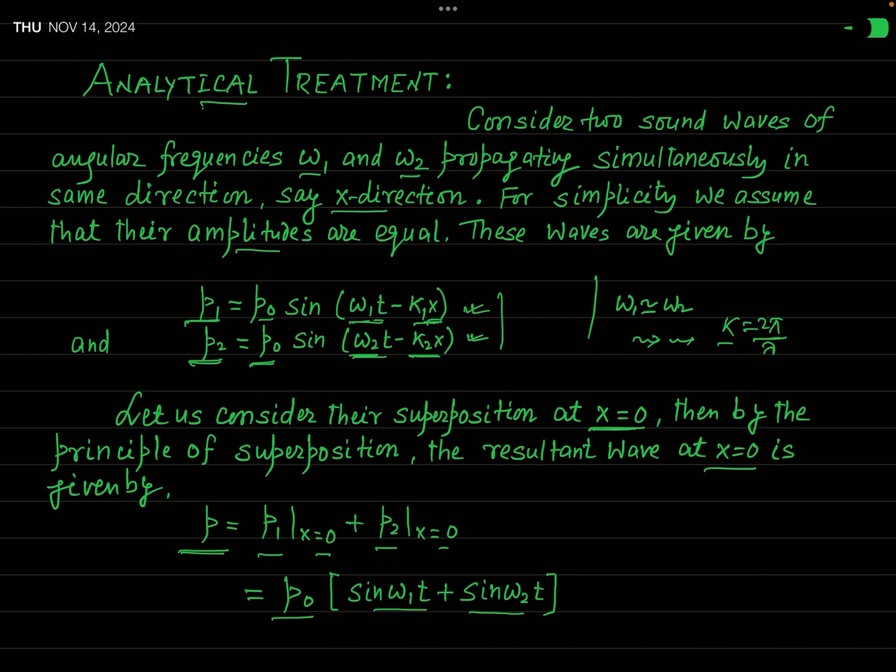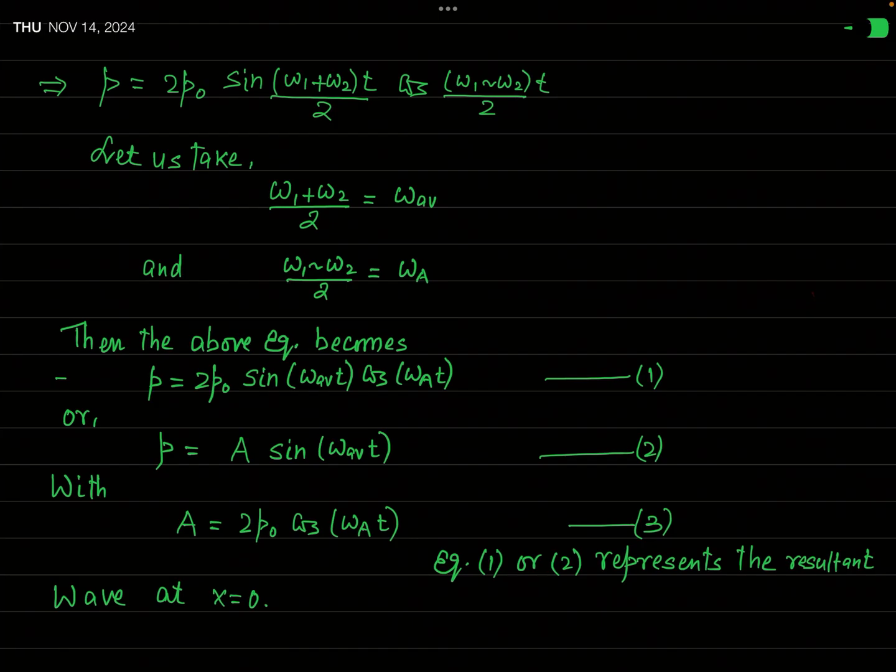Now this sum, sine omega 1t plus sine omega 2t, can be simplified by using the trigonometric formula for sine c plus sine d. You know, sine c plus sine d is 2 sine of (c plus d) by 2 into cos of (c minus d) by 2, or cos of (d minus c) by 2, because cos of minus theta is equal to cos theta. So I have written here, this is 2 P naught sine of (omega 1 plus omega 2) times t divided by 2, and cos of either (omega 1 minus omega 2) into t or (omega 2 minus omega 1) into t.